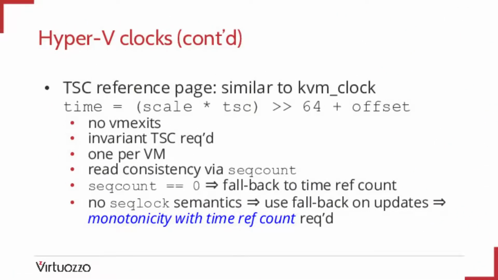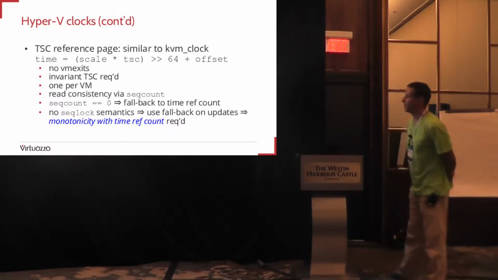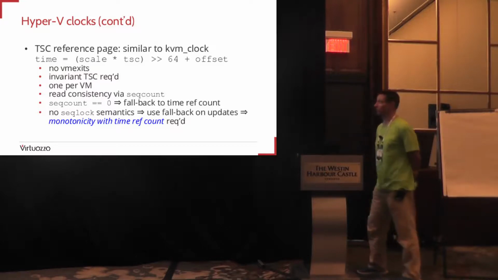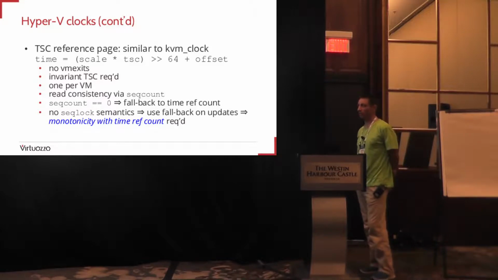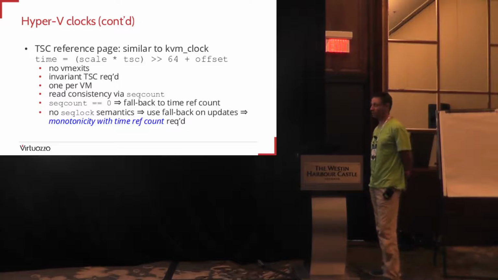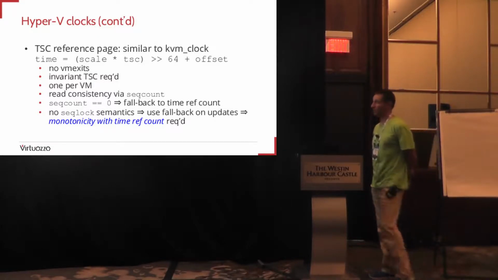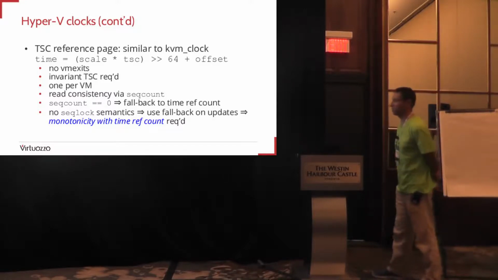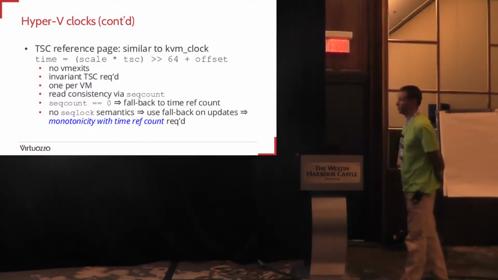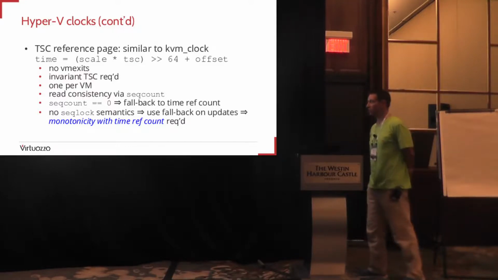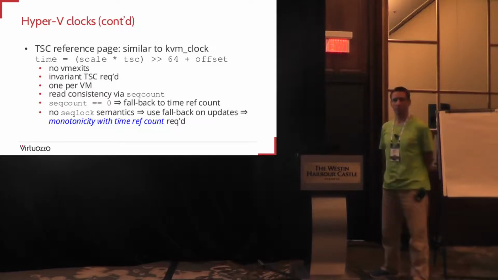Then, the more tricky part was the TSC reference page, which is somewhat controversial, and I want to talk about it. This is a paravirtual shared memory clock similar to KVM clock. So the hypervisor puts a few parameters for the guest to be able to interpolate the clock using the guest TSC, which on reasonably modern processors is running at a constant rate, so you can reliably interpolate. The good news is that the access to this clock incurs no VM exits. The downside is that the invariant TSC feature is required, but this is not a problem with the CPUs of the last few years.